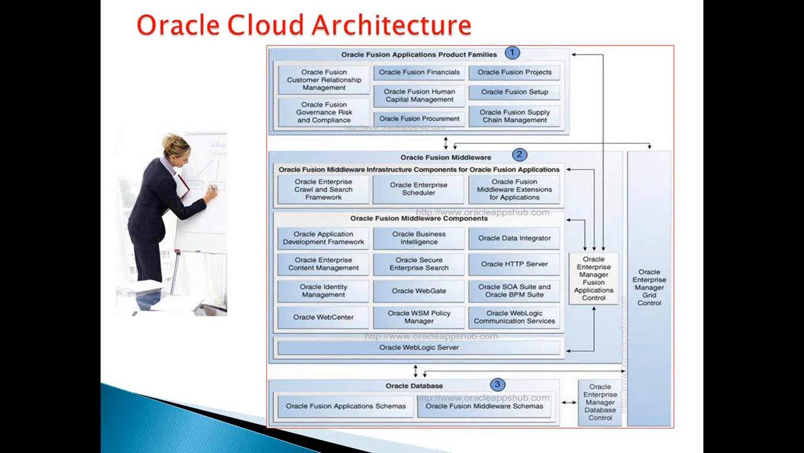That's why it is very important, to go with the cloud applications you need to have the Fusion middleware. The middleware contains all your backend information. And finally, of course, the database, which is housing our data. So the database is the third tier. This is the brief architecture of the cloud.